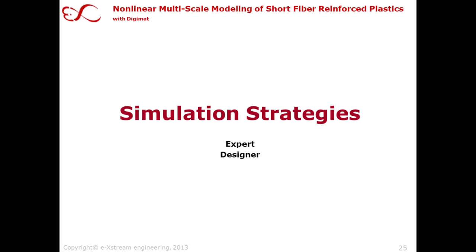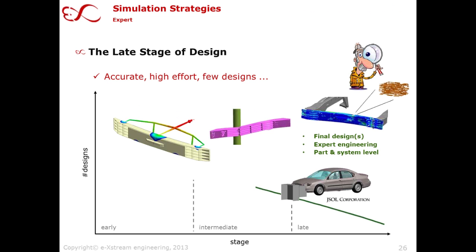So now we have understood a bit what we do in terms of material modeling, but we still haven't seen how to apply it in different simulation strategies. And we can start talking about design stages and so on, and the number of designs that you will want to look at. And it's very easy for the late stage of design. You have only 2 or 3 designs. You want to investigate them really into depth, and this is expert stuff.